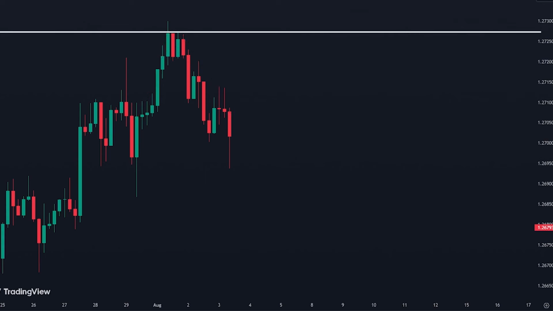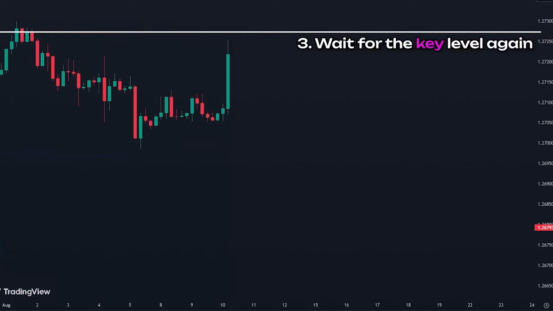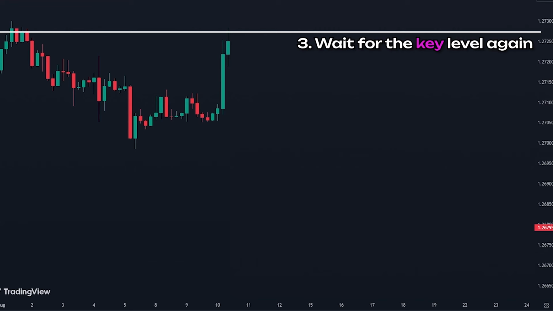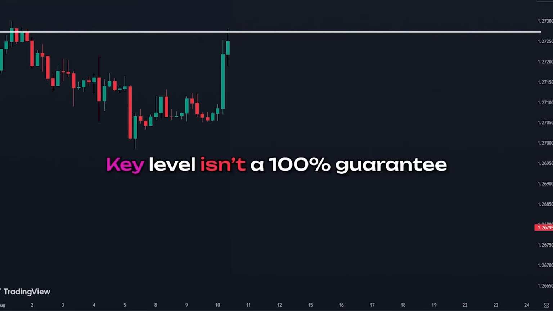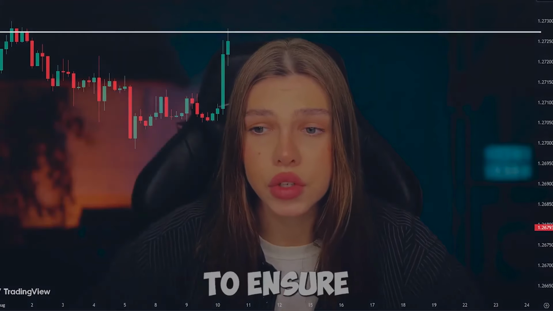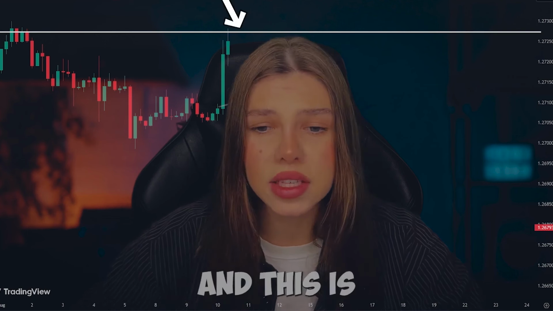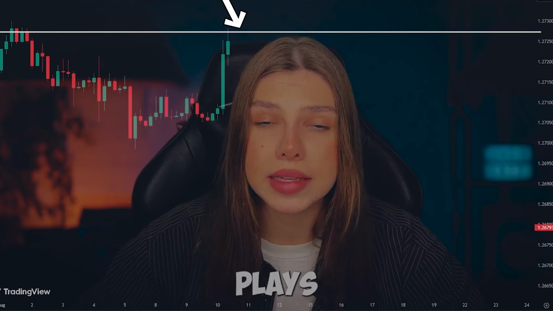up here. The next step is you want to wait for the price to approach the same key level once again. Now once this happens, we are expecting the price to reverse downwards. However, just because the price gets in contact with the key level doesn't assure a reversal, as these levels aren't magical. Prices can break through. That's why additional confirmation is vital to ensure genuine downward momentum when the price touches this area, and this is where the MACD indicator plays its role.